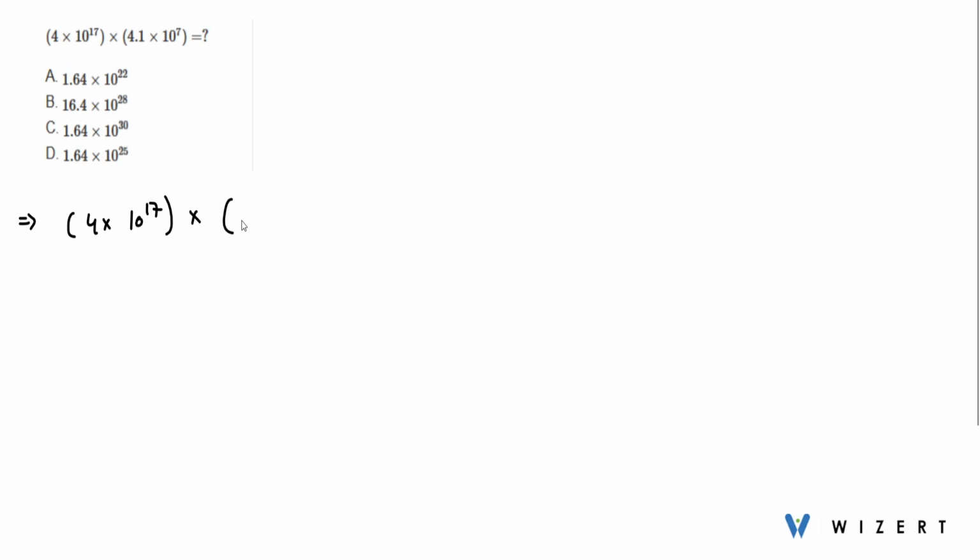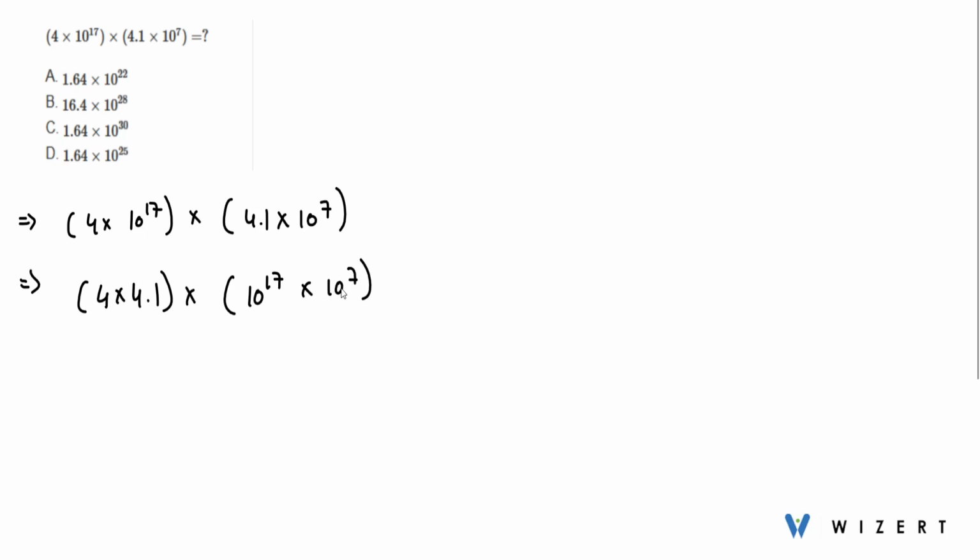According to the question, we have been given the expression 4 multiplied by 10 raised to the power 17 multiplied by 4.1 multiplied by 10 raised to the power 7, and we have to evaluate this and find the final product. What we can do is, at first we are going to segregate the terms 4 and 4.1. So we can write the above expression as 4 multiplied by 4.1, and then we can multiply the remaining two terms, that is 10 raised to the power 17 multiplied by 10 raised to the power 7.